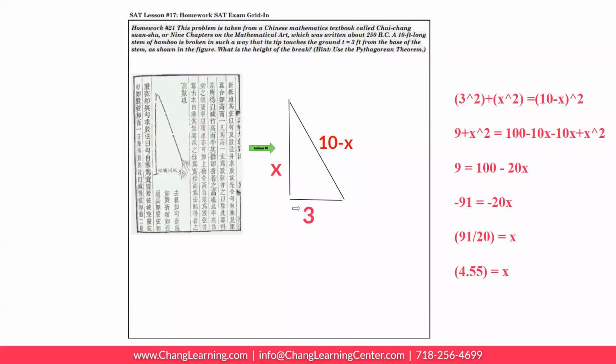So here we set up a squared plus b squared equals c squared, and we have 3 squared plus x squared equals (10 minus x) squared. Make sure that you FOIL the right side properly. You get 100 minus 20x plus x squared. Subtract x squared from both sides, and we get 9 equals 100 minus 20x. Subtract 100 from both sides, and we get negative 91 is negative 20x. Divide by negative 20 on both sides. We get 91 over 20 equals x. And that works out to be 4.55.